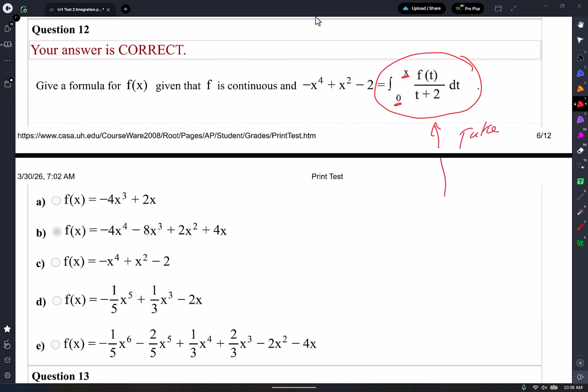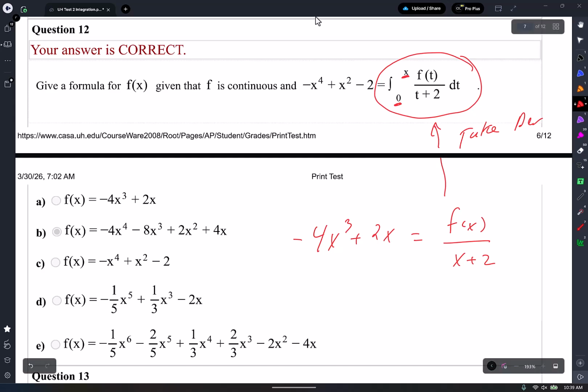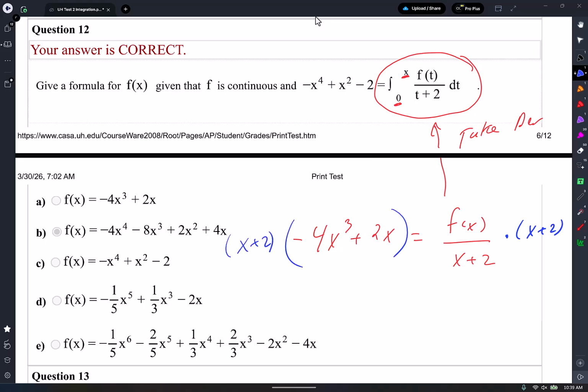So when you take the derivative, -4x cubed plus 2x equals... the derivative of this integral is going to be the same. It's going to be f of x over x plus 2. Notice all of these answers don't have f of x over x plus 2, so multiply by x plus 2. Whatever you do to one side, you do to the other. Make sure to put parentheses like this, guys.